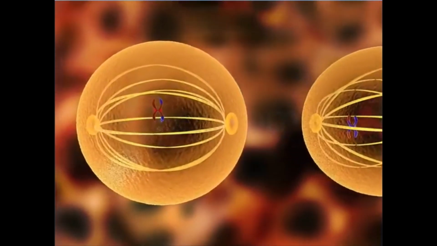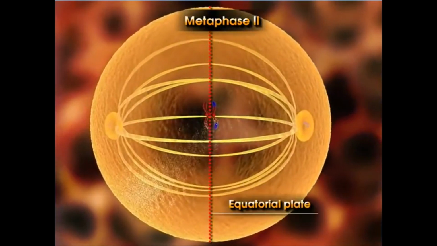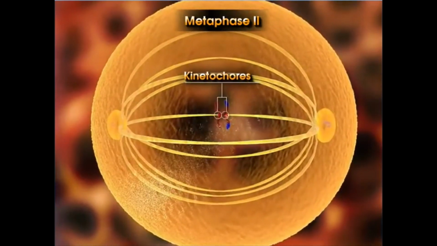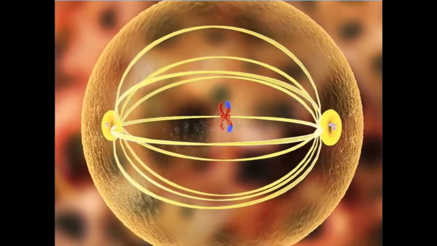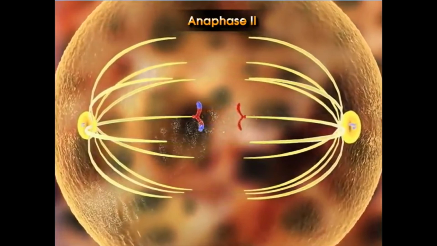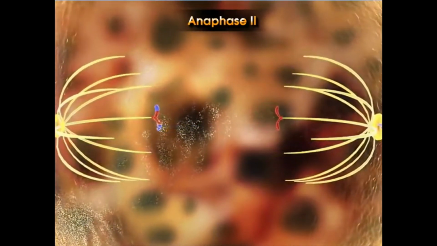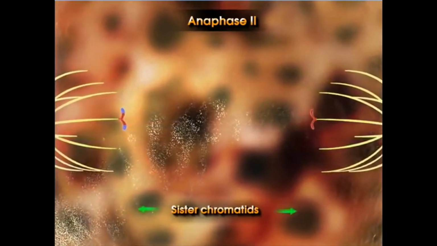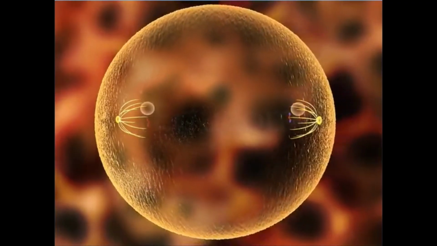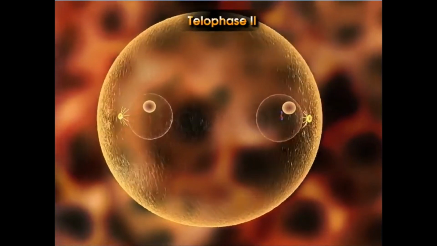Prophase 2 is followed by metaphase 2, during which the chromosomes align along the equatorial plate and the microtubules attach to the kinetochores of the chromatids. Metaphase 2 is followed by anaphase 2. In anaphase 2, the sister chromatids separate out at the centromere and move towards the opposite poles as the microtubules become shorter. Anaphase 2 is followed by telophase 2, which also marks the end of meiosis 2.